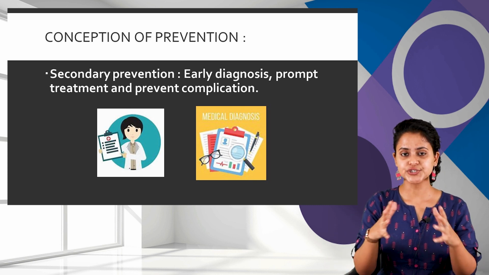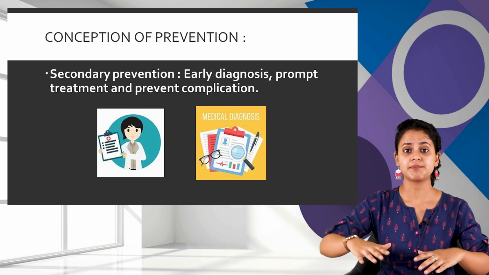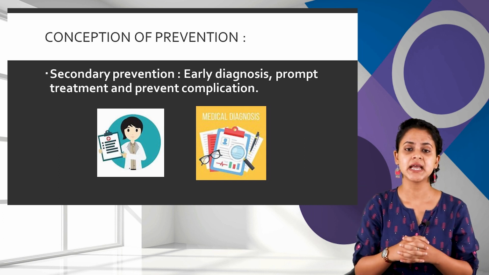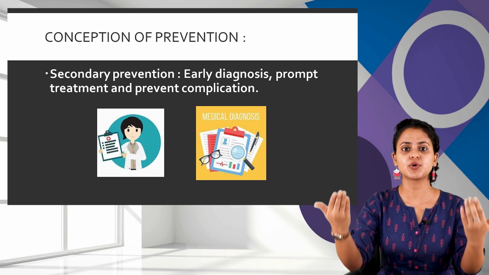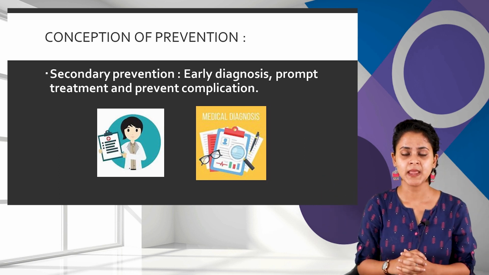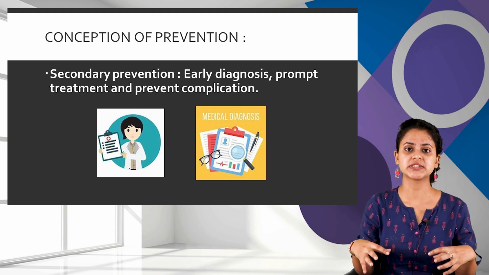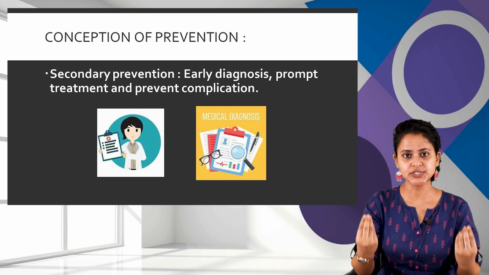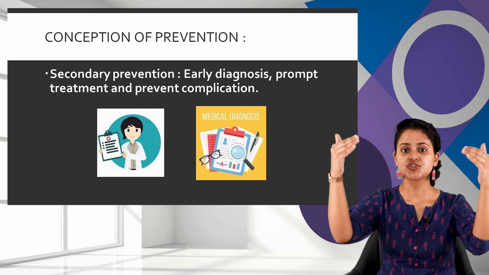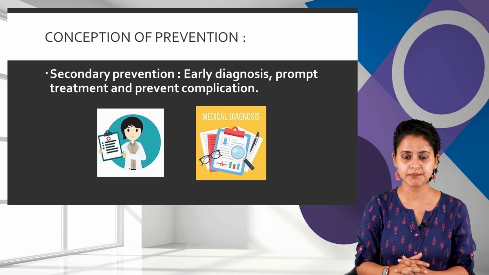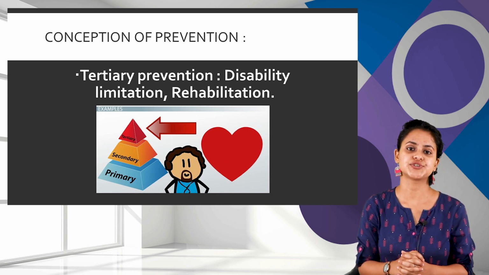So I hope you understood the concept of primordial prevention, where we are preventing the development of the risk factor. The second is primary prevention, where we are focusing on health promotive and specific preventive activity. The third, secondary prevention, is where the client has already developed the disease condition. We are trying to administer early diagnosis and prompt treatment, as well as prevent complication development. The fourth type of prevention is known as tertiary prevention.